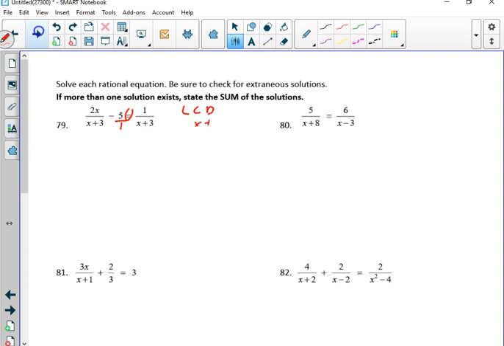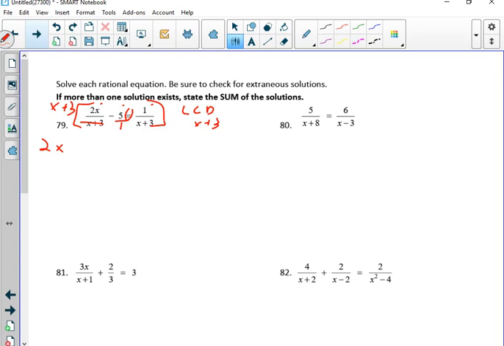It's x plus 3. So I'm going to multiply this entire thing by x plus 3. Now you can write it once like this, or you can write it here, here, and here. Now, what's going to happen? On the first one, it's going to cancel with the bottom, leaving you just 2x.